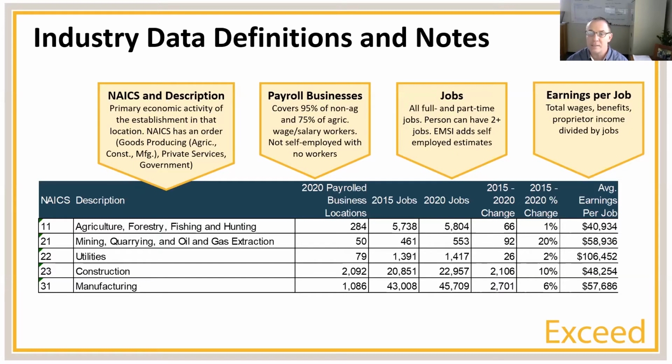So earnings isn't the same as wages. Earnings is wages plus benefits, plus income to proprietors, and all of that total amount of earnings is divided by jobs to get that earnings per job. So if you're looking, for example, for a specific job title, there's different sources that you can use for wage rates for different jobs.